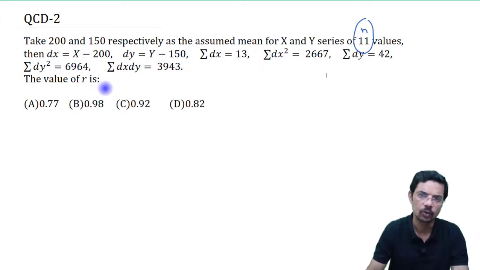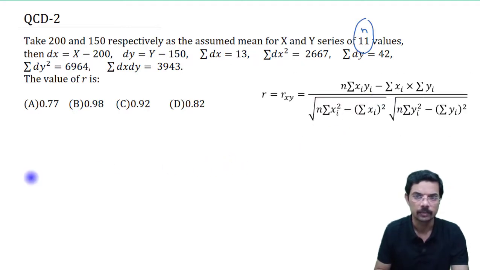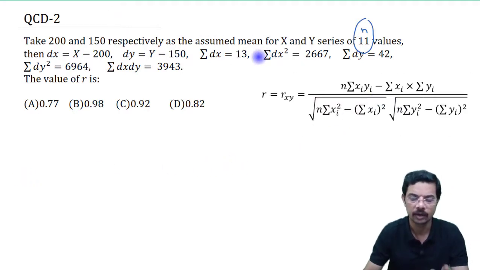We directly know the formula to find out the coefficient of correlation r, the direct method is this. Instead of xi and yi we will be using dx and dy. So for every x we replace x by dx, and we replace yi by dy. So the formula becomes n into sigma dx dy minus sigma dx into sigma dy.